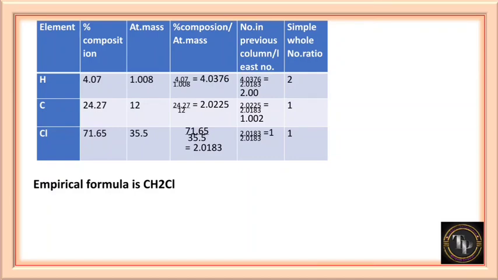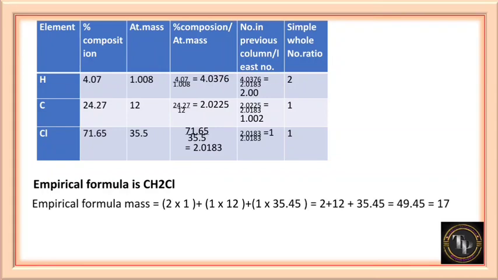To calculate the molecular formula, the small n value should be calculated, which is equal to the molecular mass divided by the empirical formula mass. Empirical formula mass is 2 hydrogens, 2 into 1, plus 1 carbon, 1 into 12, plus 1 chlorine, 1 into 35.46. So the total is 49.45. Sorry, 17 will not come, guys. So only 49.45 we are having.